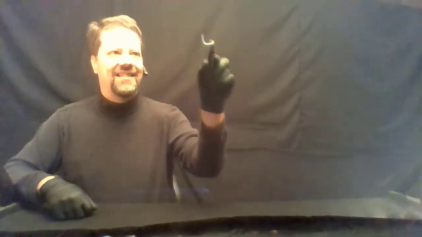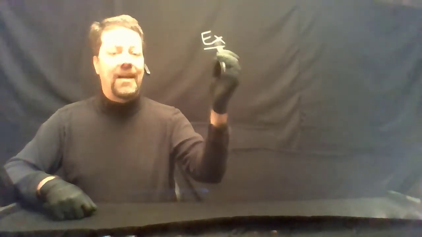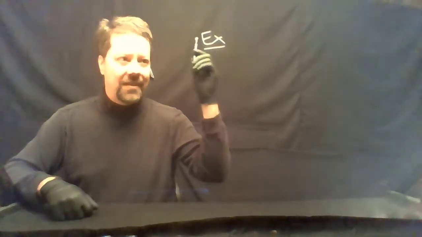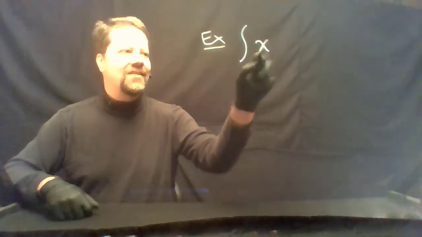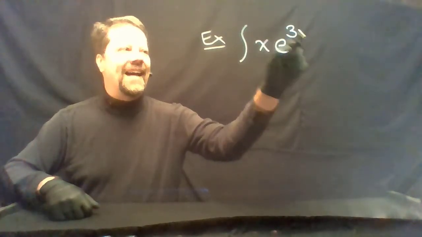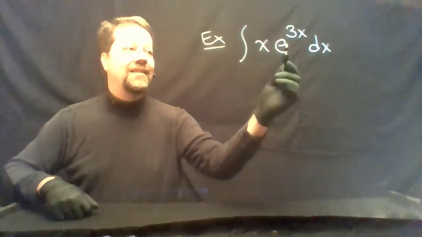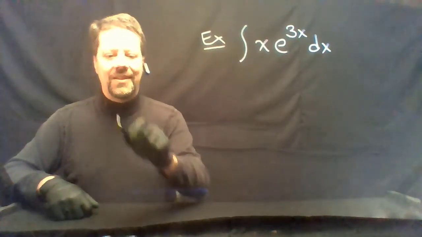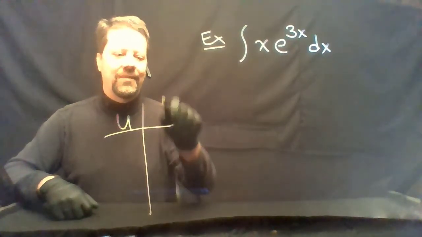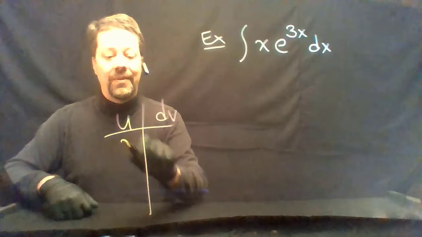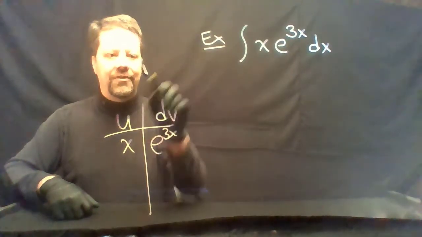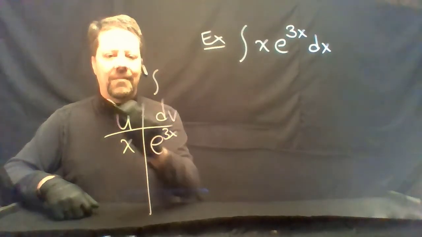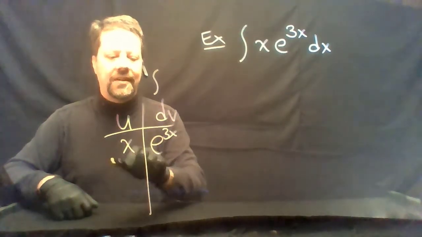Let's do another example a little bit different, because I want to make sure that you get certain things right. Suppose that I'm integrating, say, x e to the 3x dx. We still have u, we still have dv. U is x, dv is e to the 3x. Remember, you integrate down the second column and you take derivatives down the first column.